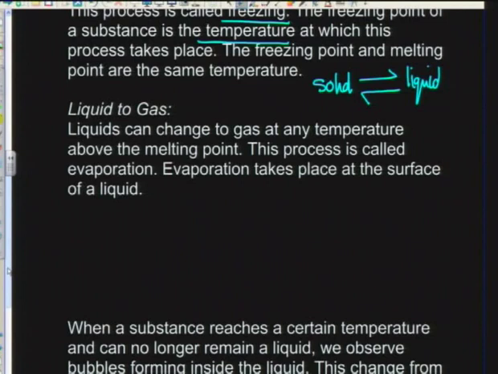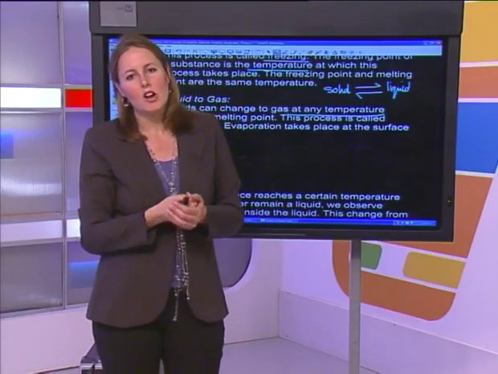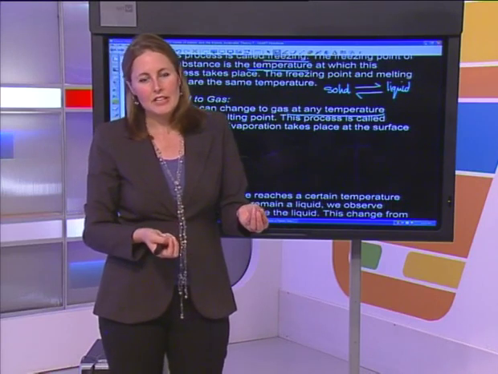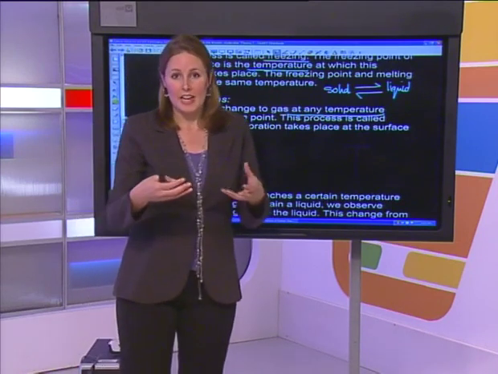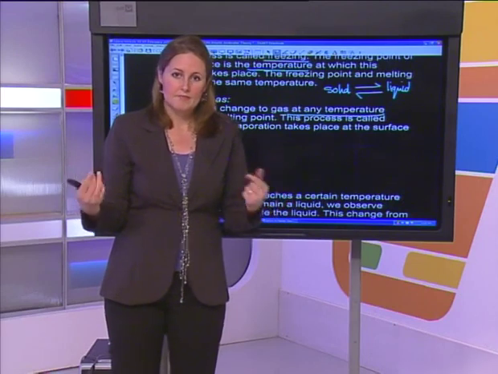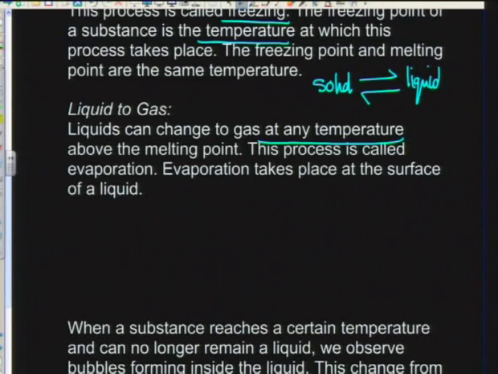Water can change to a gas at any temperature above the melting point. So if you spill some water from your water bottle on your desk, it's never going to reach 100 degrees Celsius in order to go into the gaseous phase. No, over time, that water will evaporate. So at any temperature above the melting point, liquids can change to gases. This process is called evaporation.